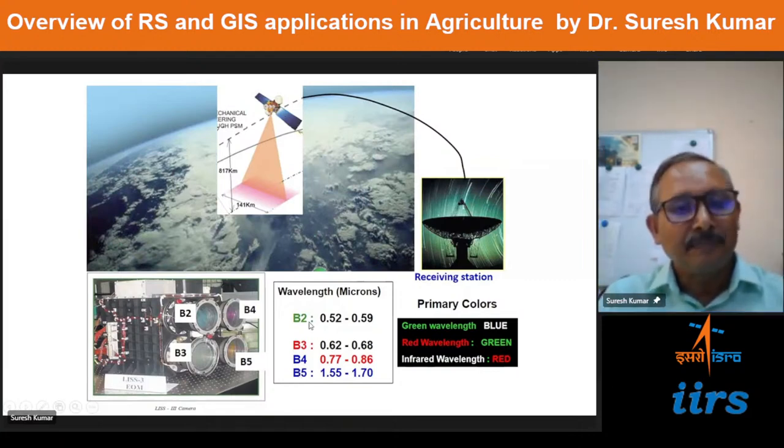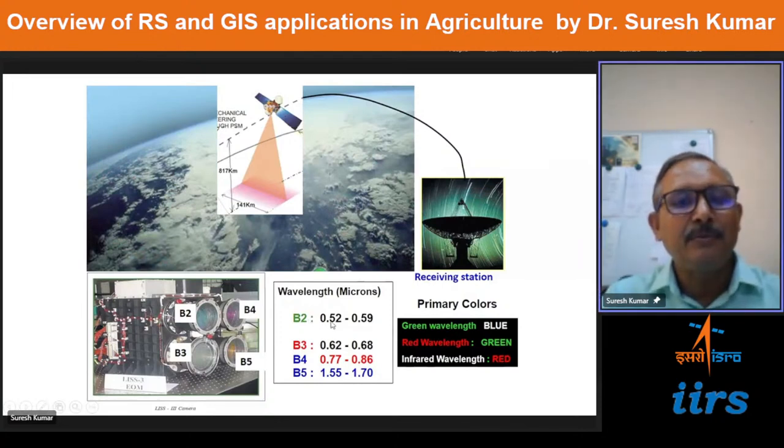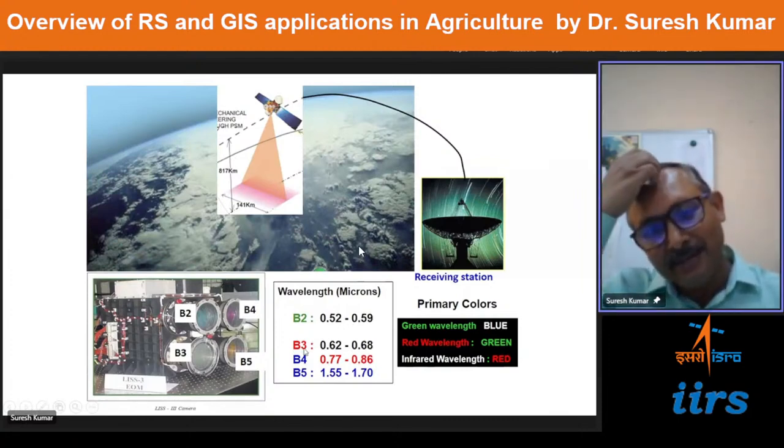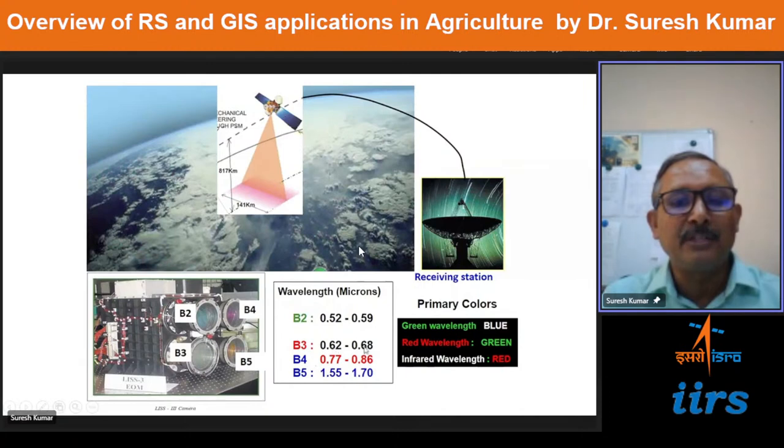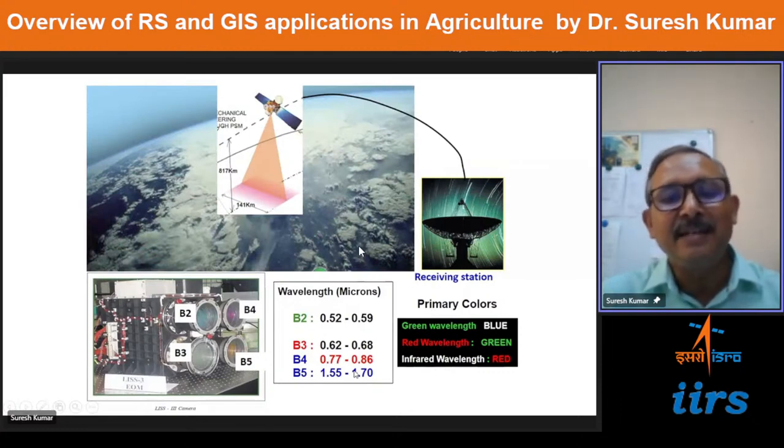B2 is the green band camera, sensitive in the wavelength region shown here. B3 is the red band camera, with a wavelength region of 0.6 to 0.68. B4 and B5 are infrared wavelength region cameras. So you can say only in these wavelength regions it records the reflectance.